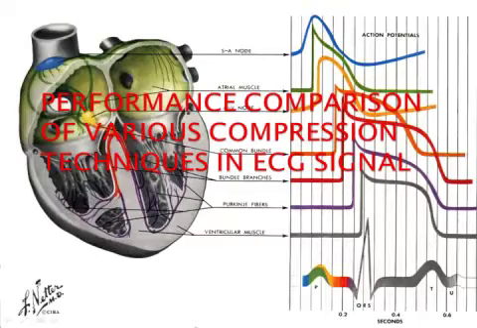The project that we are going to see here is the performance comparison of various compression techniques in ECG signal. The basic objective of our project is to reduce the unnecessary low and high frequency samples which occupy large space during storage. Hence, by the use of transform techniques such as DCT, DWT, FFT, we can prevent it. Now we can go into this project.